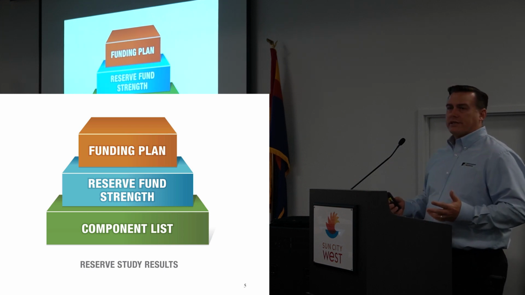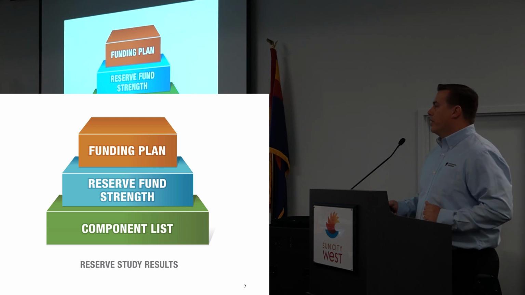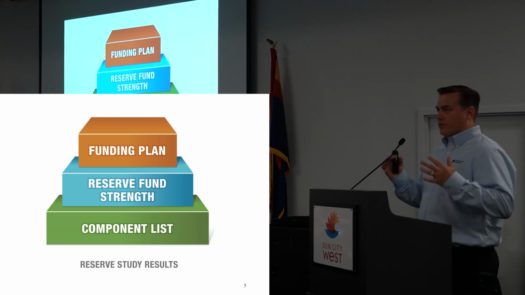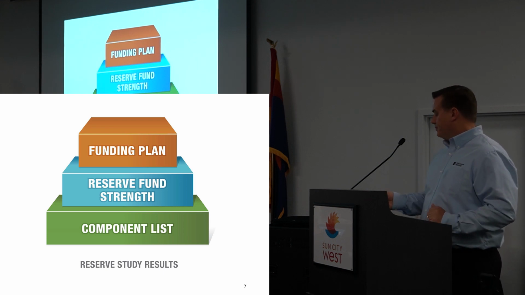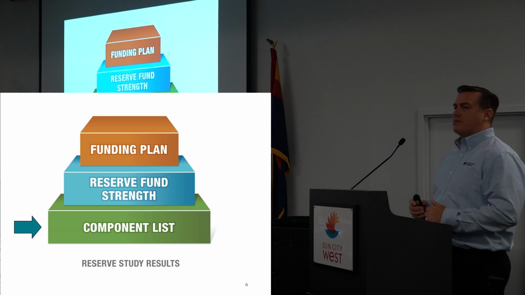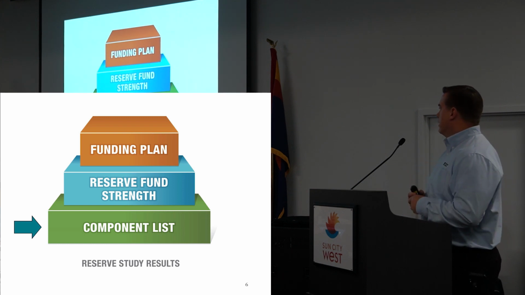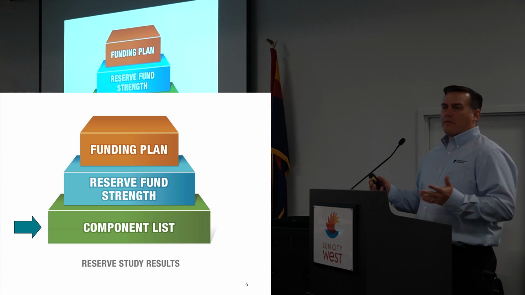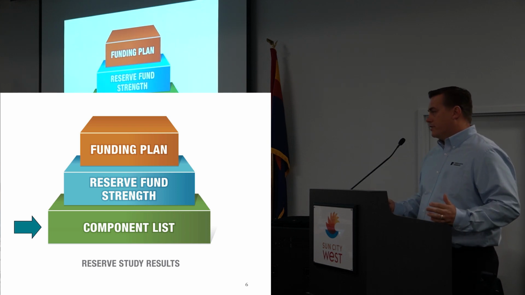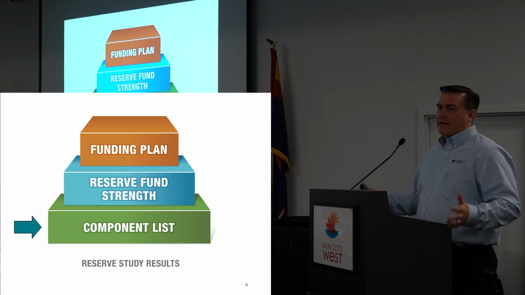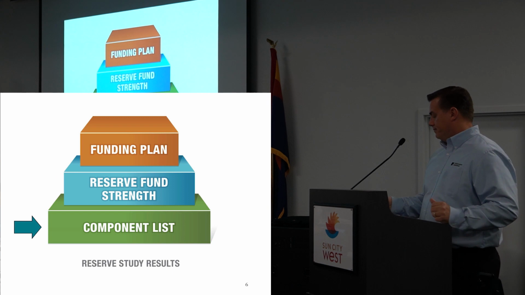So the first 2 results establish where you are now, and the third is a recommendation of where to go from here. When you're looking at your reserve study, make sure you can identify those key results. We're going to spend some time identifying those results and talking about them and how they're achieved. First, we're going to look at the component list. As I said, this forms the foundation of the reserve study. All the other results are based on the component list, so it's important that it be current and credible.